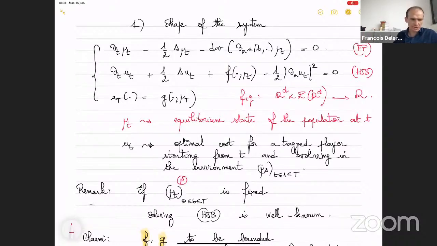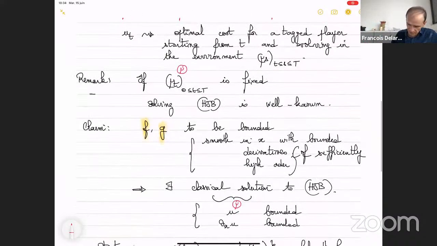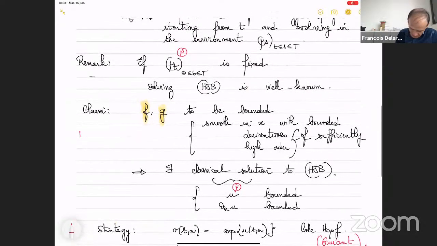You have some results for which the bounds are just local, but these are not things I'm going to touch today. This would be part of the extension of the mean field game theory to more complicated models. But so let's say that the bounds usually are required to be uniform in the measure argument.